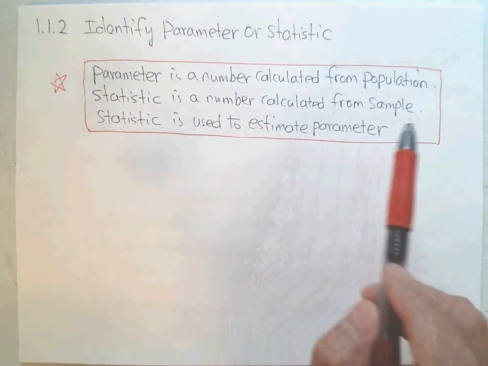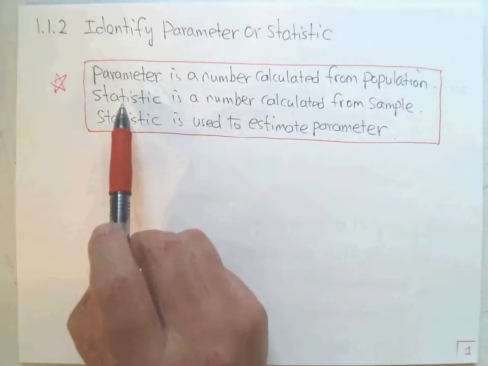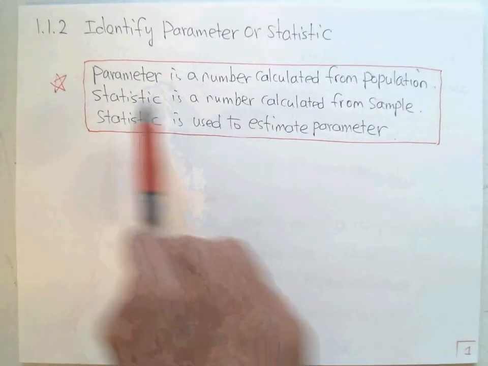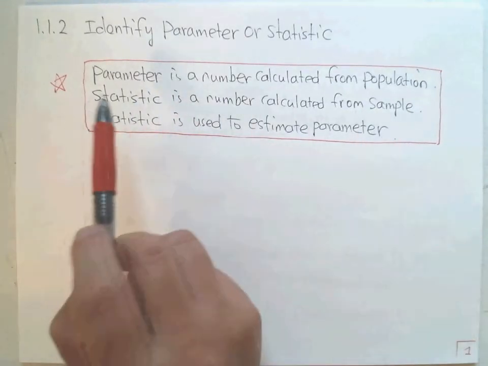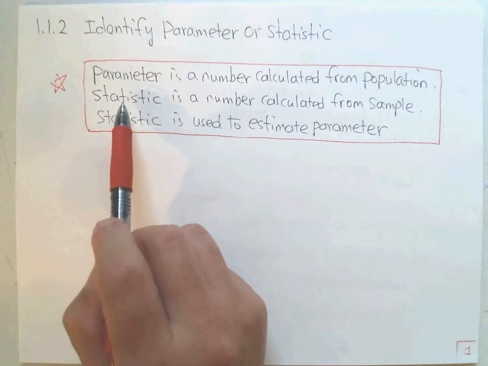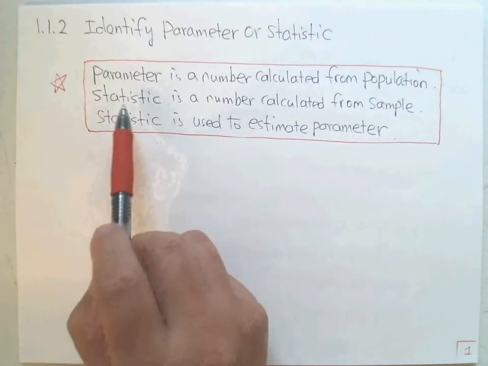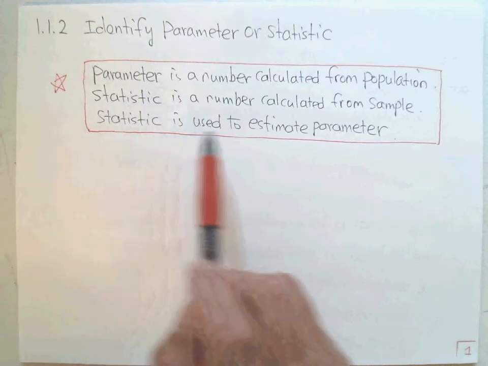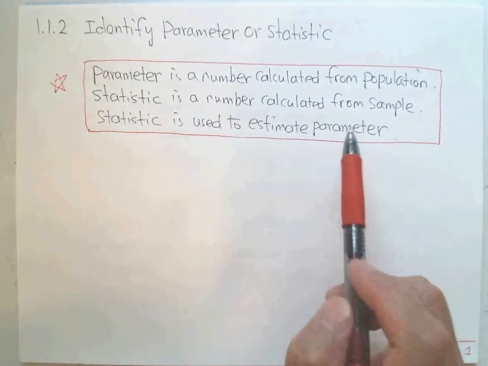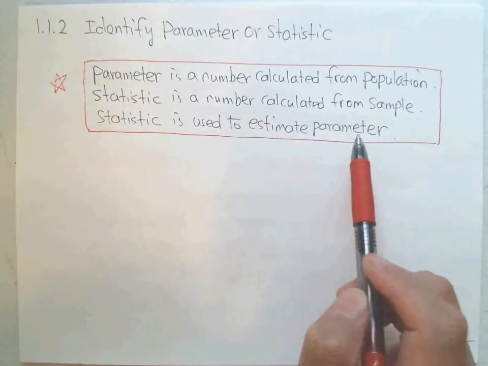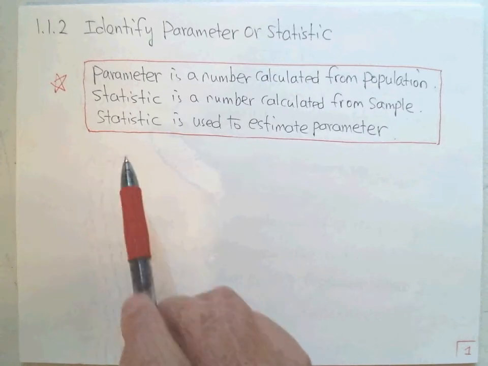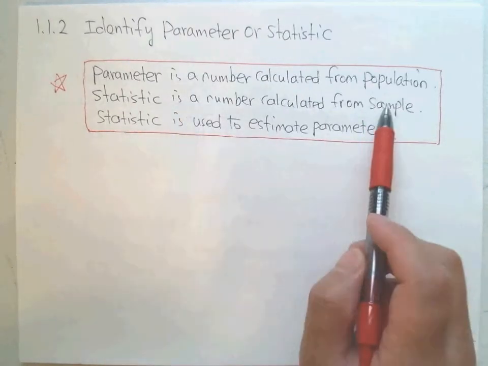This is much more important. When we get a sample, we can calculate something. We call it a statistic, and this is what we need. A statistic is used to estimate the parameter for the population. That's what we call drawing a conclusion from the sample for the population.